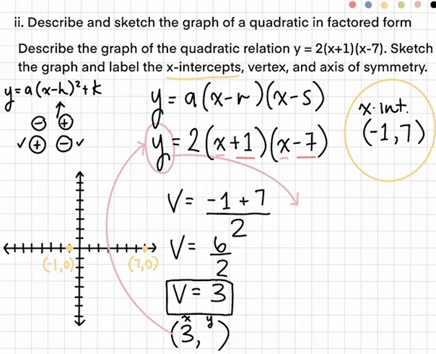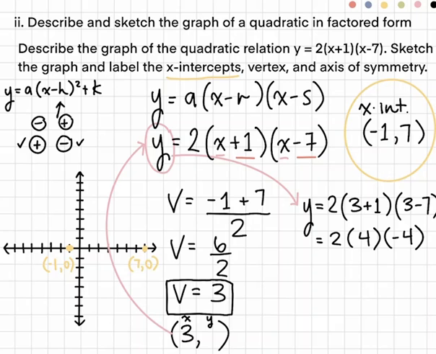All right. So y equals 2, 3 plus 1, 3 minus 7. All right, so now let's simplify and solve. That equals 4 and -4. And when I multiply everything, I get -32 for my y.